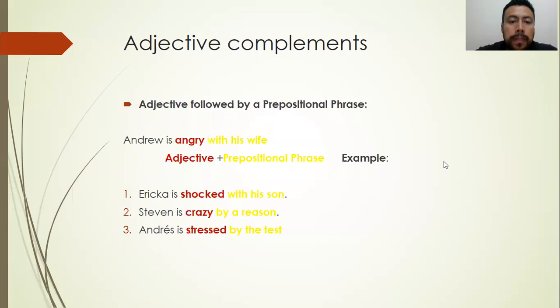All right. So the next one is adjective followed by a prepositional phrase. In this example, Andrew is angry with his wife. The adjective, as you can see, is in color, and the prepositional phrase is with his wife. Examples are, Erica is shocked with his son, Steven is crazy by a reason, and Andres is stressed by the test.